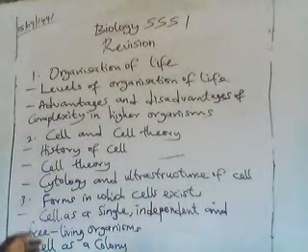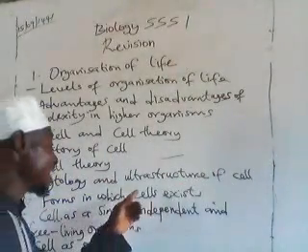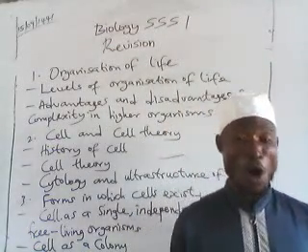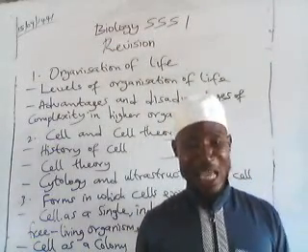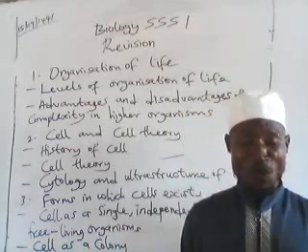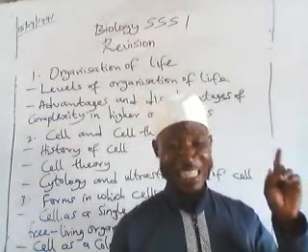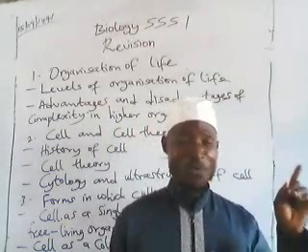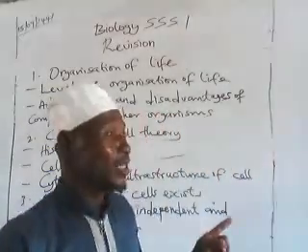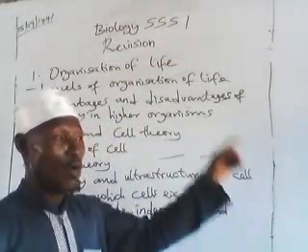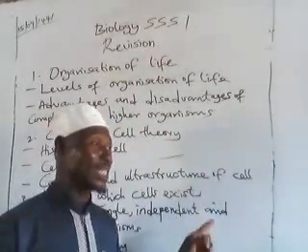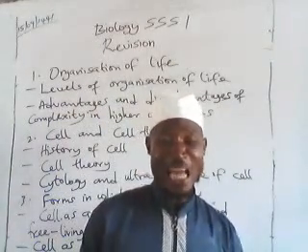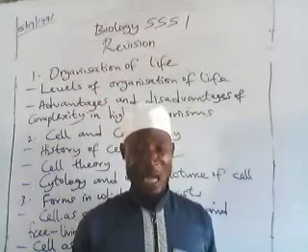Another thing that we discussed in the last term is the forms in which cells exist. I told you that cells exist in 4 forms. The first one is that a cell exists as a single, independent or free-living organism. Examples of cells that exist as single, free-living organisms are amoeba, paramecium, chlamydomonas and others. Then a cell also exists as a colony.